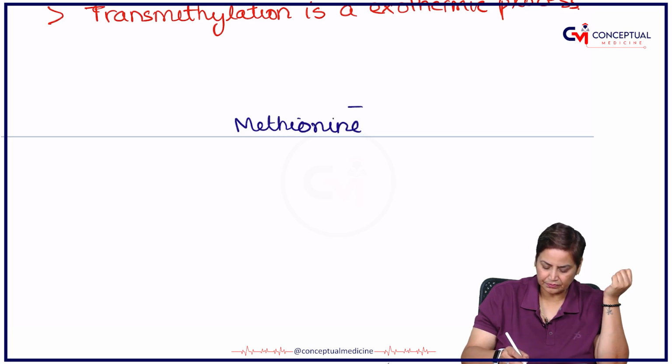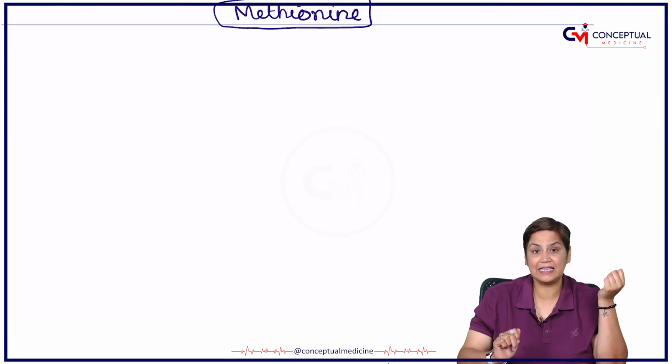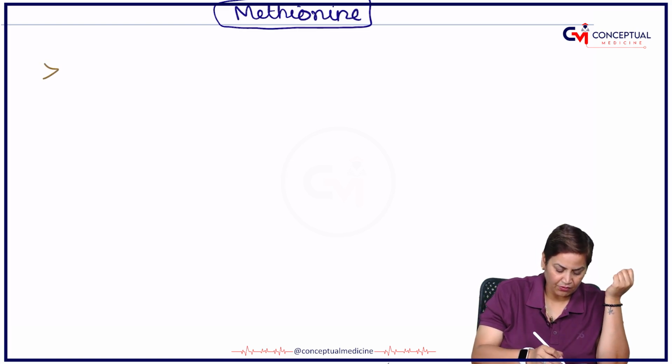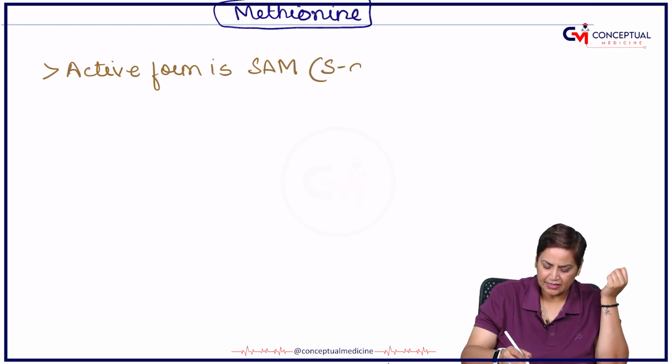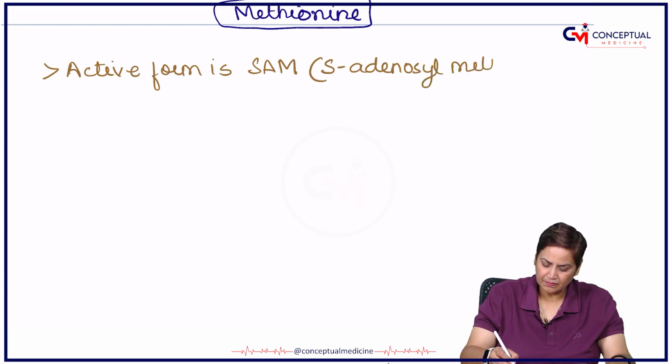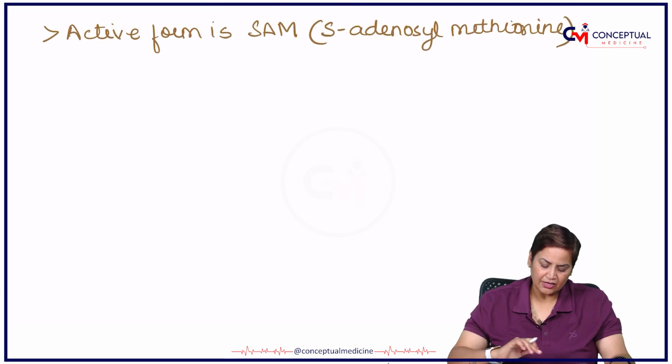Now see, the active form of methionine is SAM, which stands for S-adenosyl methionine. Very important. Now the question is how methionine is converted into SAM. So the name of the enzyme here is MAT. So first of all, I'll just draw that cycle.